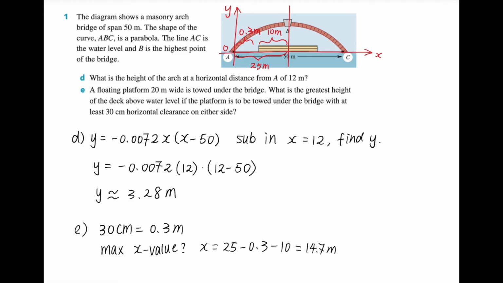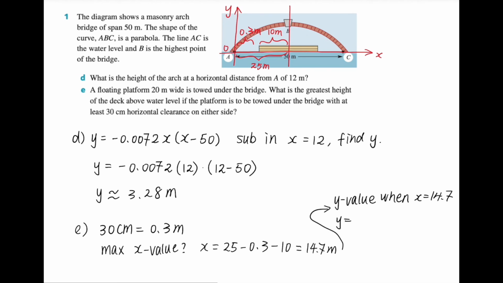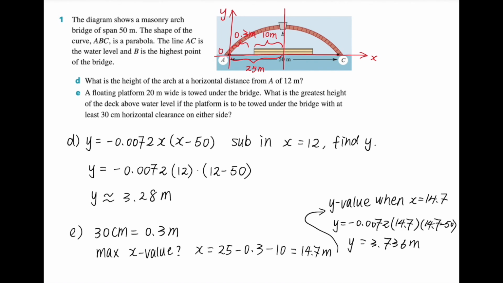Now that we know the maximum value x can take is 14.7, we sub x is equal to 14.7 into the original equation, and it'll give us the y value we're looking for. This y value is the greatest height of the deck above the water level when x is at its maximum. In this equation, every time we see x, we replace it with 14.7. Solving this equation using our calculator, we found that y is equal to 3.736 meters.